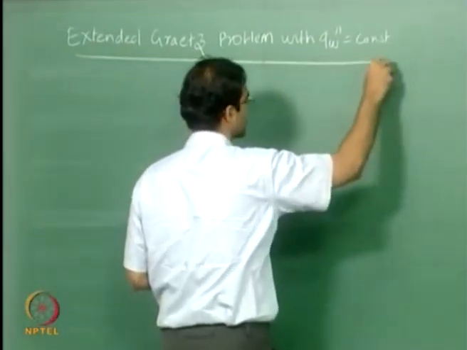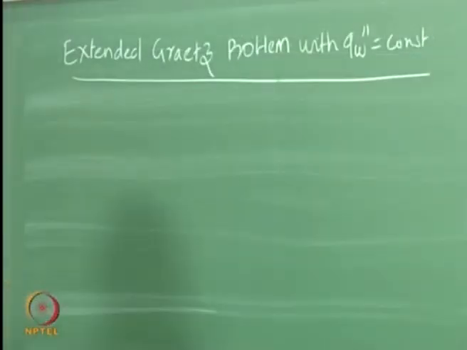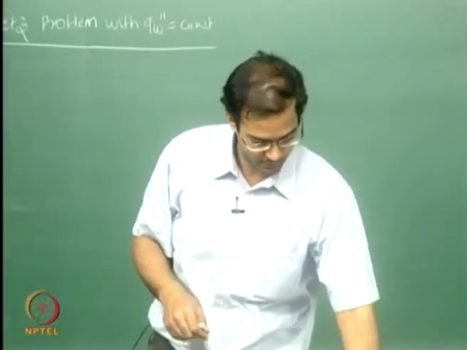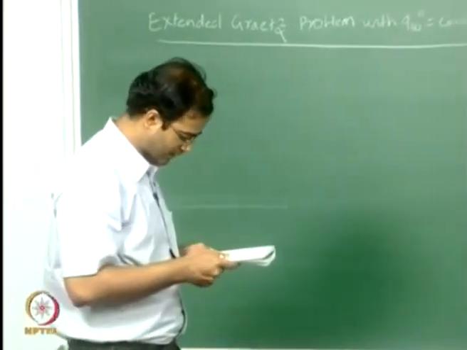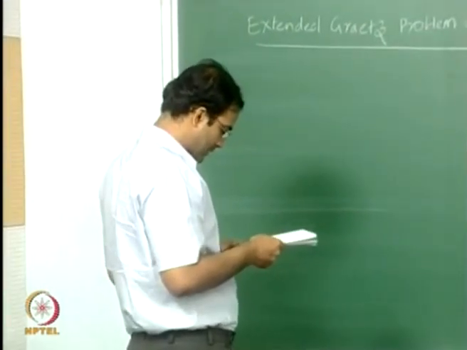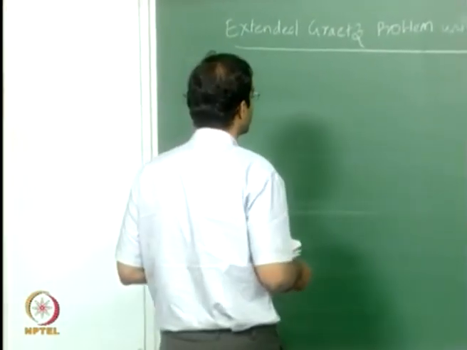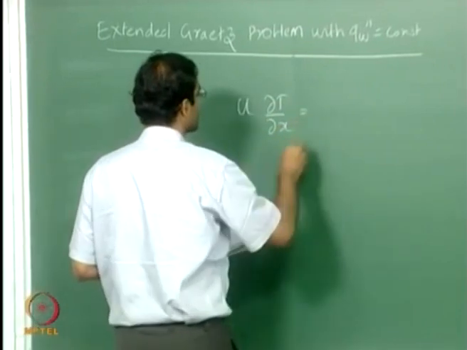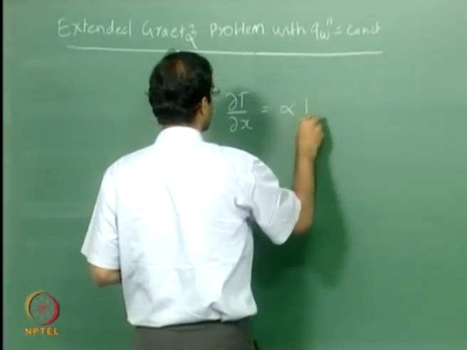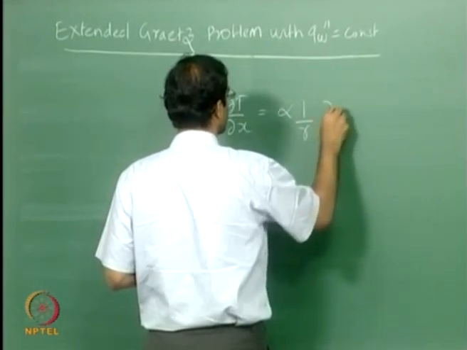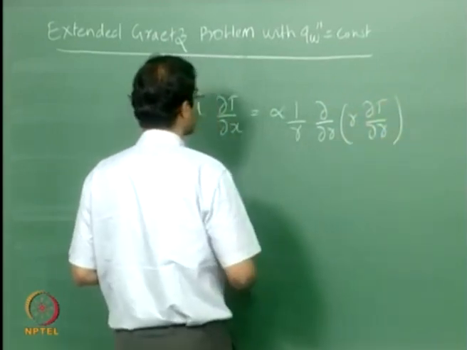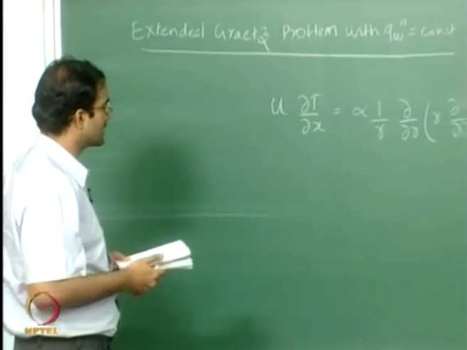So this is of course the Graetz problem for the thermally developing region. For the constant wall flux boundary condition, either it can be with a plug flow velocity profile or a parabolic flow velocity profile. If you take the case of, for example, a plug flow kind of velocity profile, you start with your energy equation, u dT by dx is equal to alpha into 1 by r into d by dr of r dT by dr. Okay, so this is your basic energy equation.